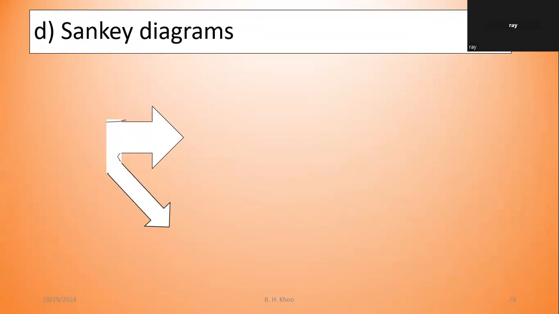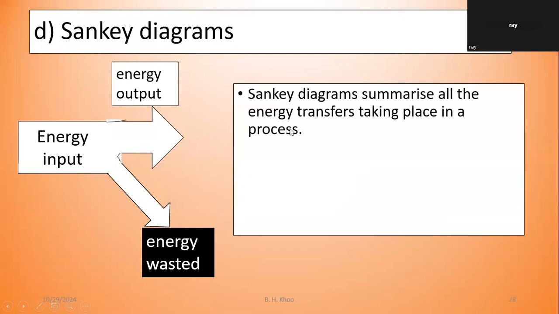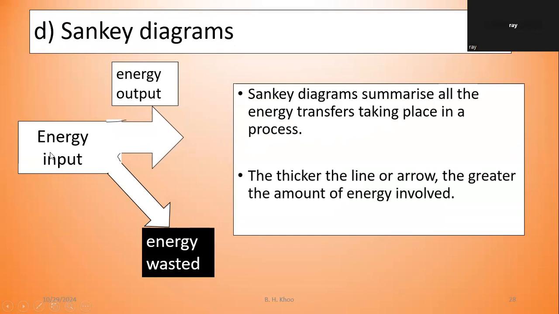Another way of showing this is to use a Sankey diagram. Right? Left-hand side, energy input. Where does it go to? Energy output and energy wasted. Basically, a Sankey diagram summarizes all the energy transfers taking place in a process or in a device. The thicker the arrow, the greater the amount of energy involved. That means for the energy input, most of it goes to energy output, very little is wasted. That's what the diagram tells us.